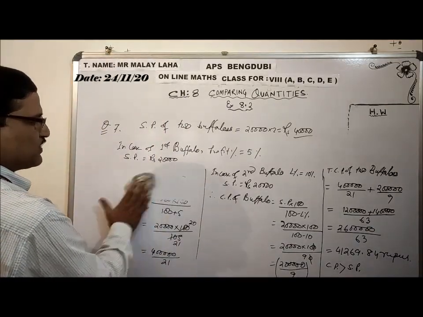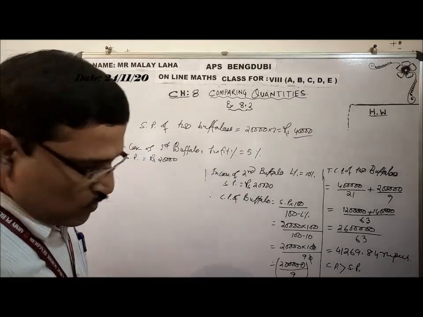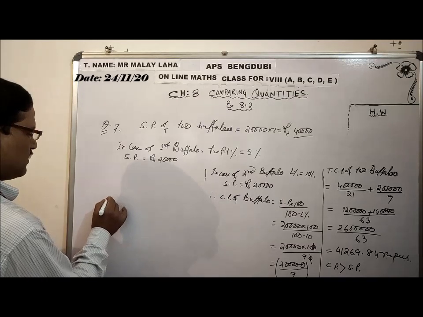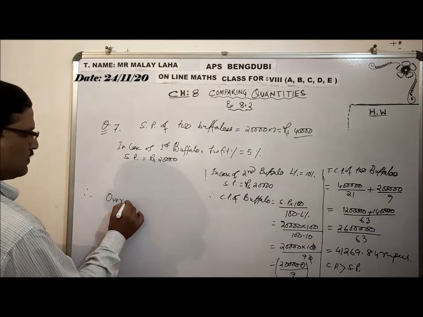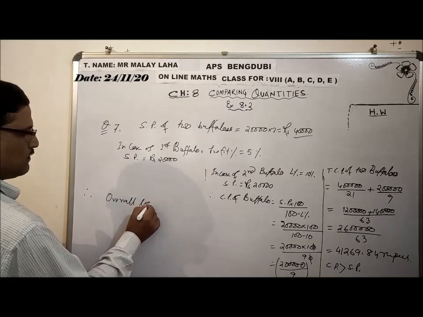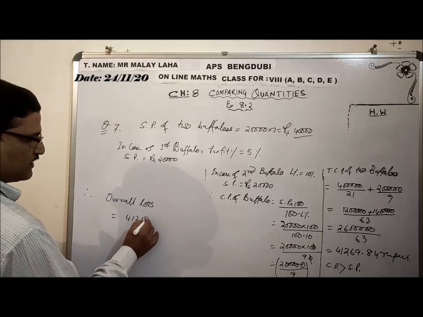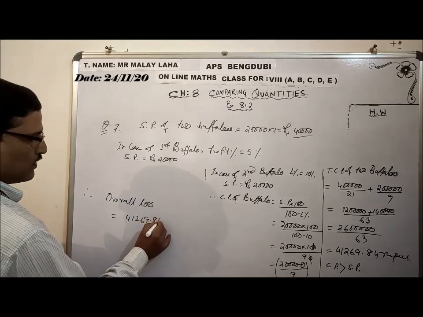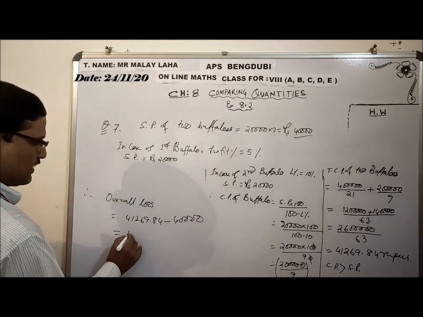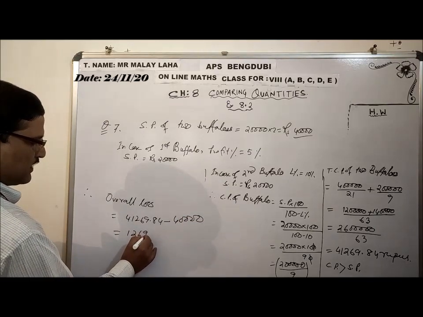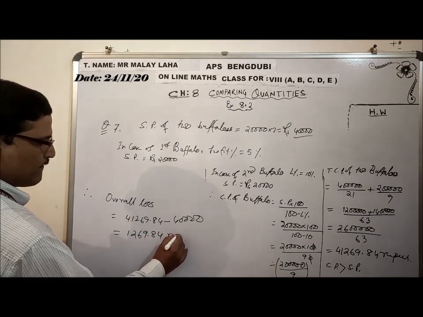Okay, I'm writing this question. Therefore, overall loss equals 41,269.84 minus 40,000. So it is coming 1,269.84 rupees.